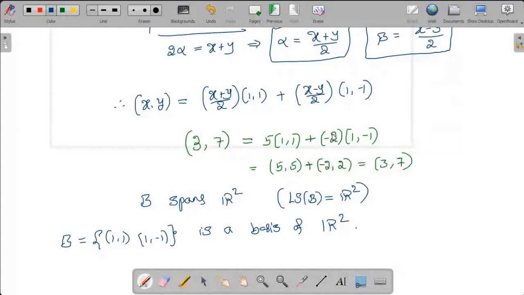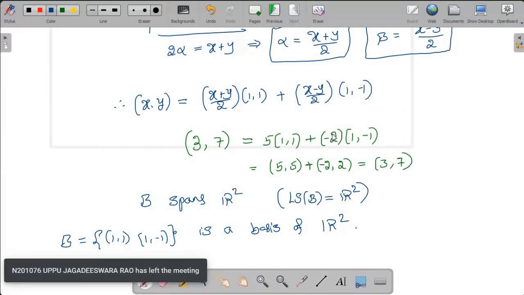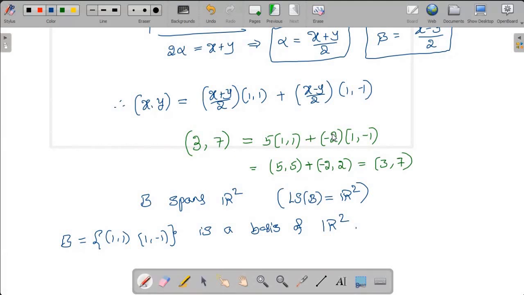But the interesting fact is, any basis set of R2 will contain only two elements. Not only for R2, this statement is true for any vector space. Any two basis sets of a vector space will contain the same number of elements. Okay, there is an interesting result here. Any two bases of a vector space have the same number of elements. I'm saying same number of elements, not the same elements. It means the number of elements in the basis set is unique. And that unique number, we are going to take it as the dimension of the vector space.